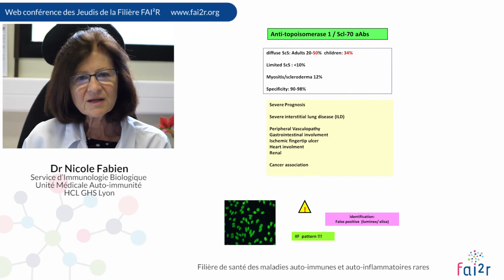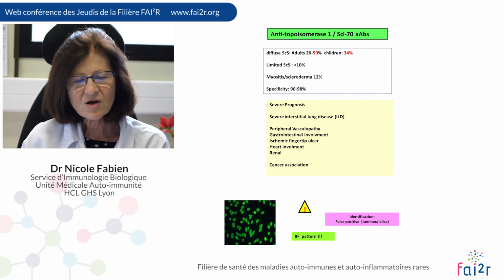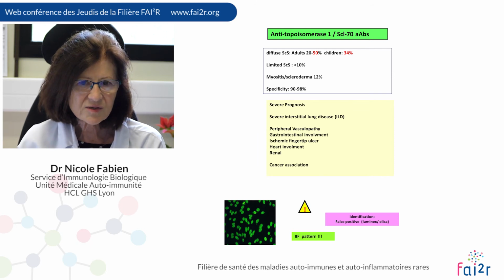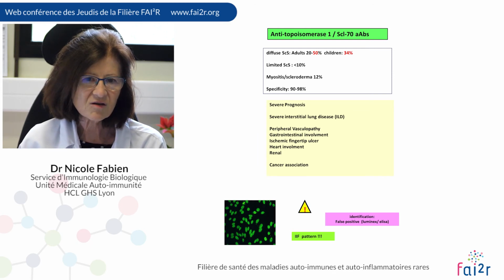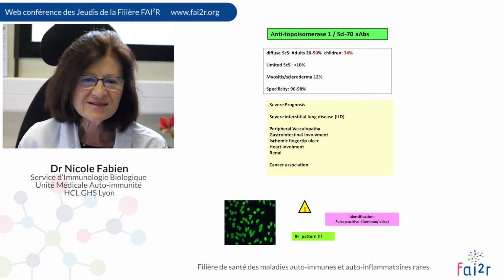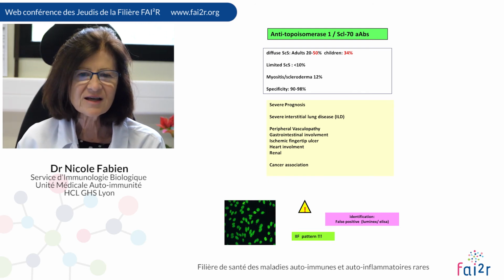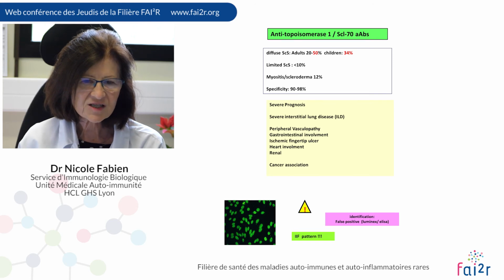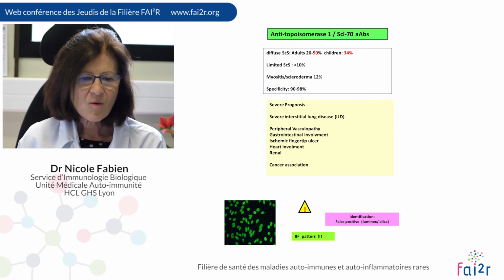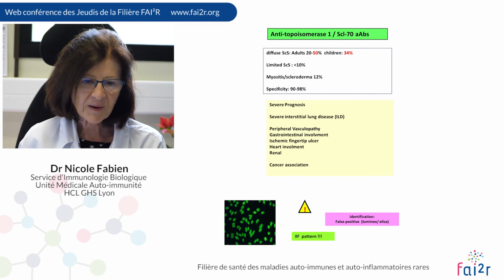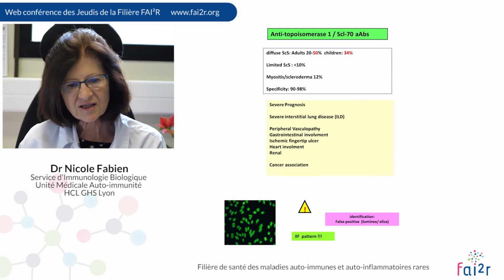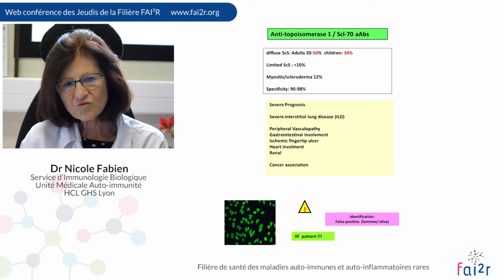We speak now of antibodies which are more associated with severe prognosis, such as antitopoisomerase 1 antibodies, present more in diffuse sclerosis with a prevalence of 50% in adults and 34% in children. And once again, like anti-centromere antibodies, you should have a typical IF pattern because some identification techniques give false positives, but really with sometimes low level.